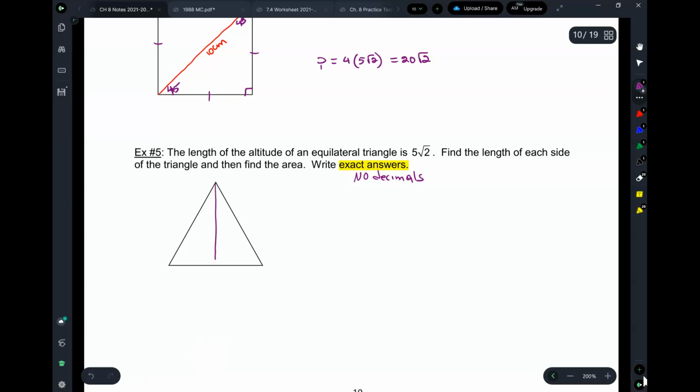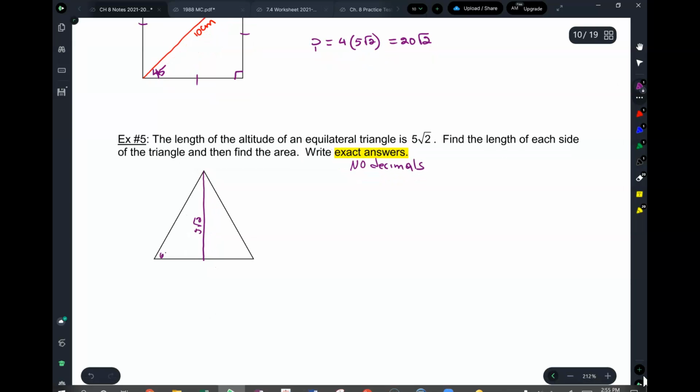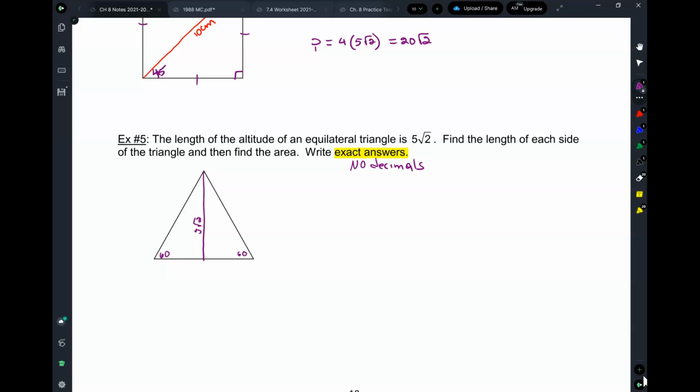Okay, all right, so it says the length of the altitude is 5 root 2. So first we draw that, and we write down that this is 5 root 2. Now, this is an equilateral triangle, so each of these angles is 60. So I have 60, 60, and how much are each of these? 30, 30. When you do that, you're going to split your triangle into two right triangles, and then you're only going to focus on one of the right triangles. So just pick left or right.